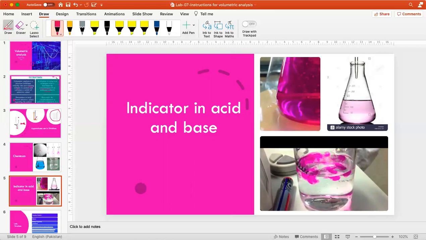but eventually it will disappear, when we add acid to this base and the neutralization reaction is complete. We will see this color, this pink color, right?